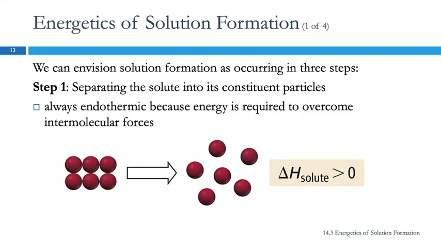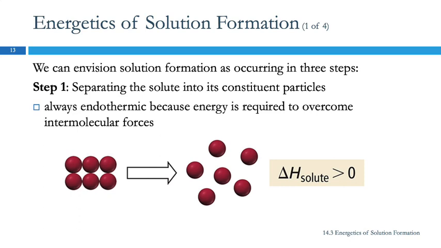So let's look at how a solution might form. We can think about it happening in 3 steps. Step 1 is the solute separating into individual particles. These particles are attracted to each other. If this is a solid, that's the reason it's a solid, because they're attracted to each other. So we have to get them away from each other.